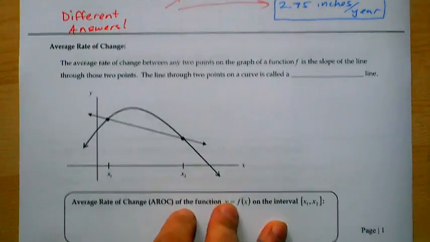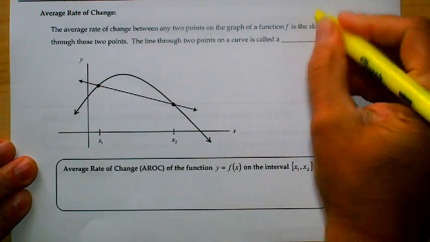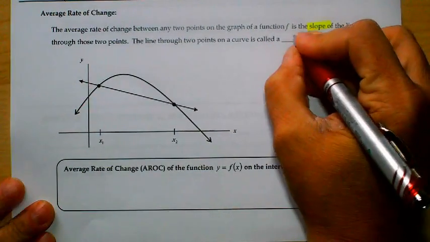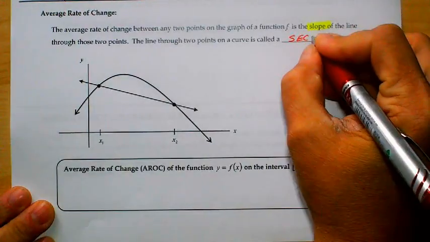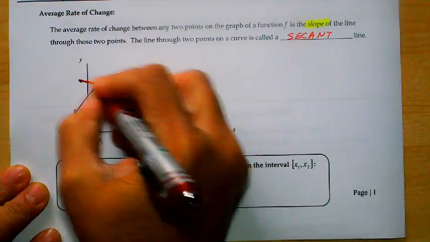All right, why don't we take a look at what's down here and a little visual explanation of average rate of change. Average rate of change between any 2 points on the graph of a function will be the slope of the line through those 2 points. The line through 2 points on a curve is called a secant line. So I will show that secant line here in red.